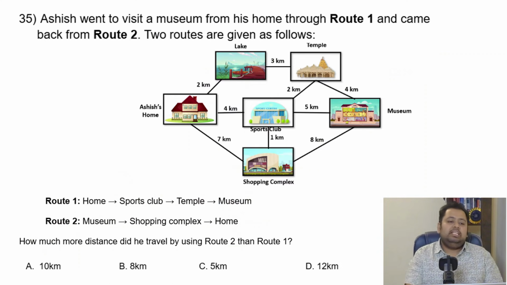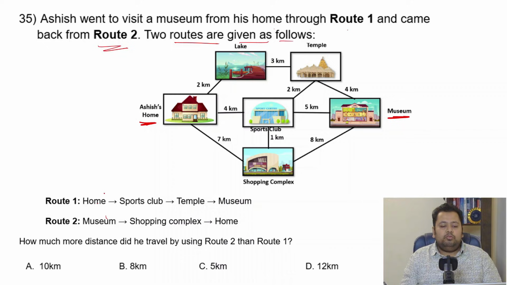Now we move to question number 35. Question number 35 says Ashish went to visit a museum from his home. So he goes to museum, right, from his home. So here is home. Now home through route 1, right, and came back from route 2. Two routes are given as follows. So there are two routes.